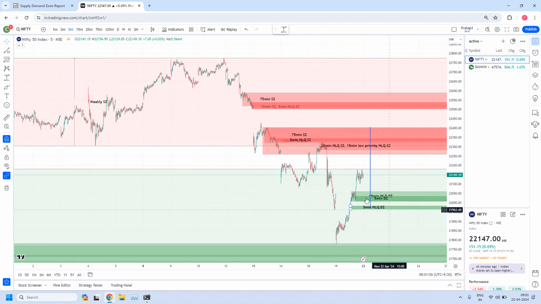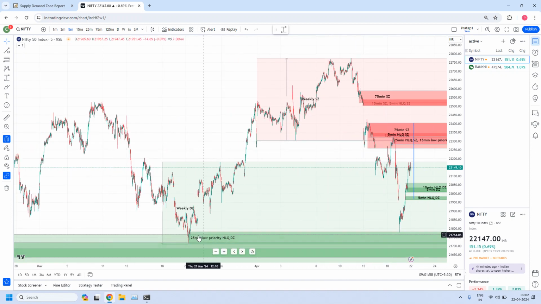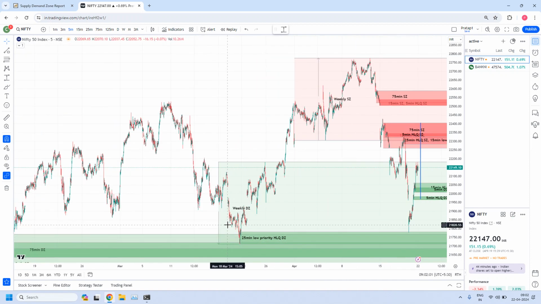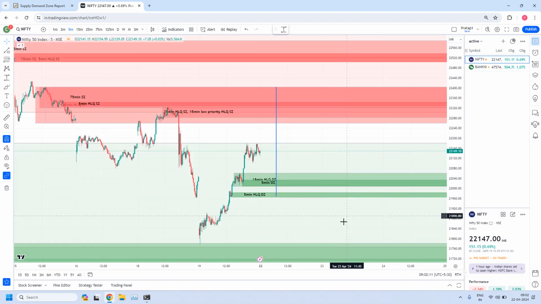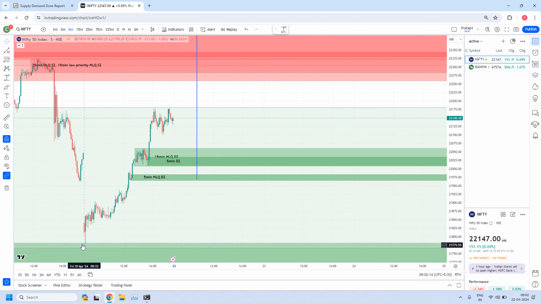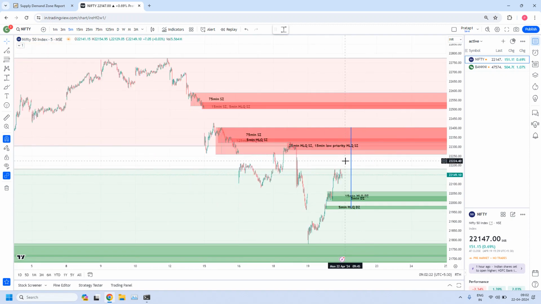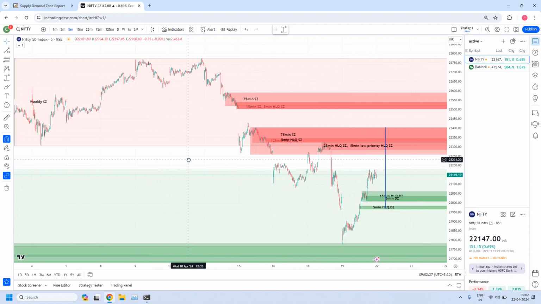If these levels are broken, probably prices will reach this particular daily zone area. Just before this daily zone, we have a 25 minutes low priority, high liquidity zone. Because prices actually picked up from that 25 minutes low priority zone, where a 5 minutes high liquidity zone is there, and then prices moved up. Okay, this is about the Nifty 50 analysis. And if one of these levels is violated, what will happen, we will see in our next videos.